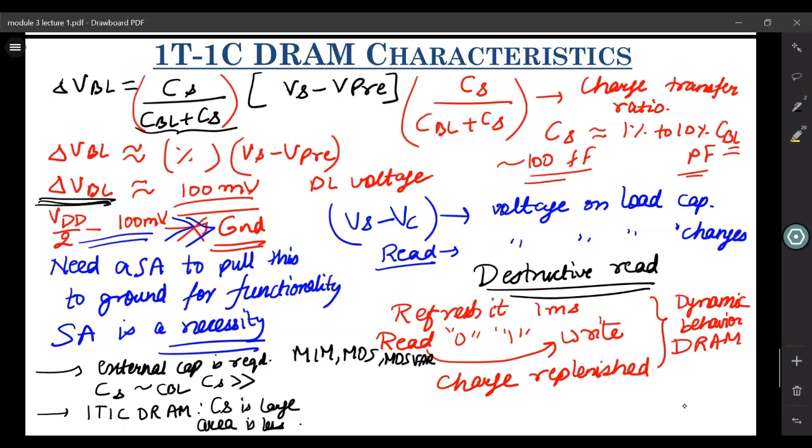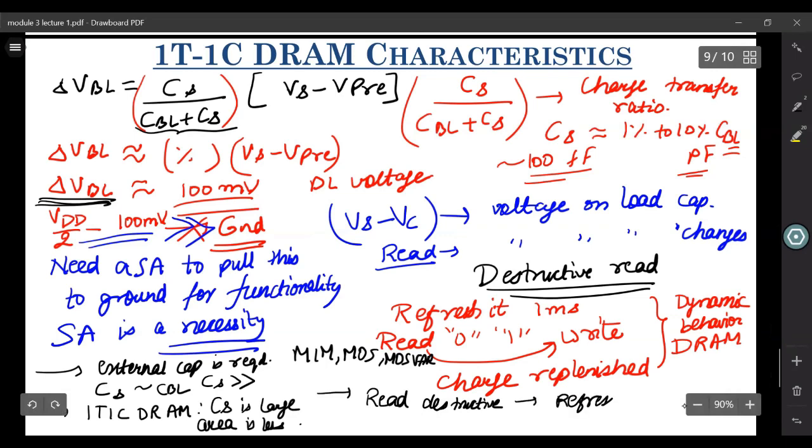Now, second problem, you have a destructive read. So a lot of energy goes in refreshing your charge content. And you cannot work at very high frequencies just because of this limitation. If you stored something and then you are reading it at a very high frequency, you won't get enough time to replenish the charge, to refresh it, and then the state of the memory will change.